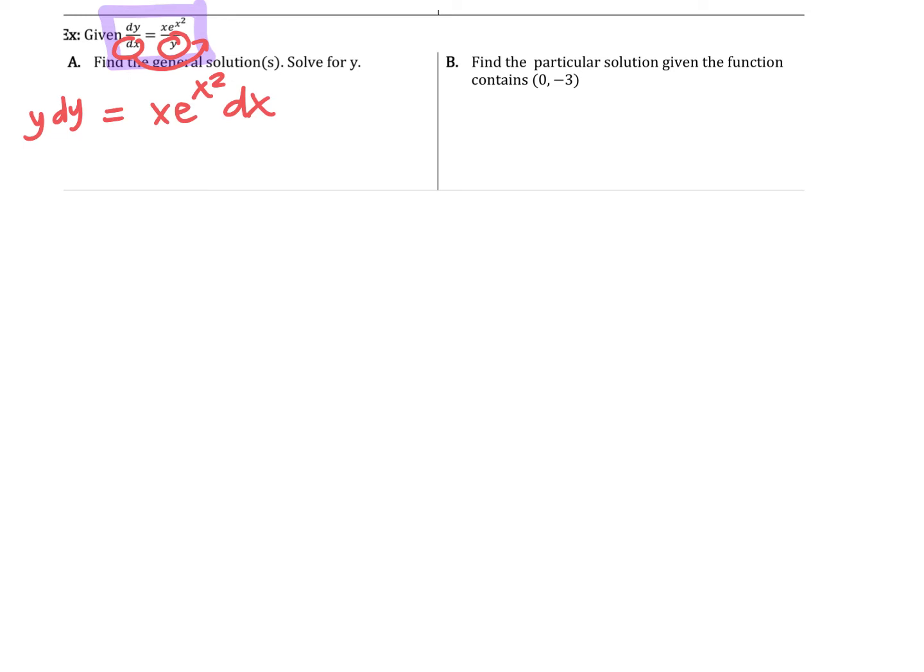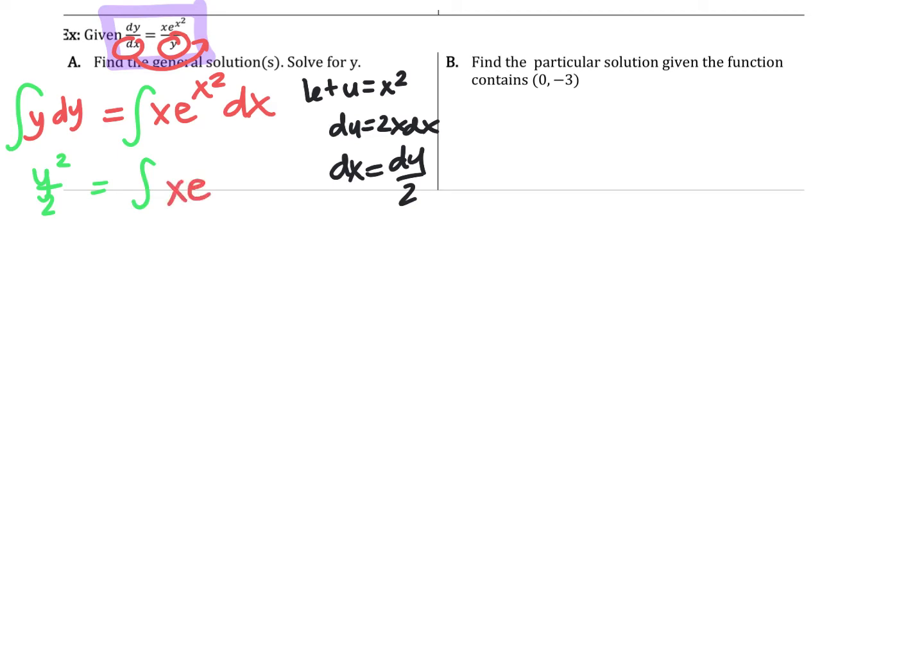So I have separated my variables, y on the left, x on the right. Then we're going to integrate both sides with respect to the dy or dx that's on that side. If I integrate y, I get y squared over 2. If I integrate over here on the right-hand side, I'm going to need to use u-substitution. So I'm going to let u equal x squared, so du equals 2x dx, which means that dx is du over 2x. So we're going to integrate x times e to the power of u times du over 2x, and the x's divide out. So we're going to have y squared over 2.